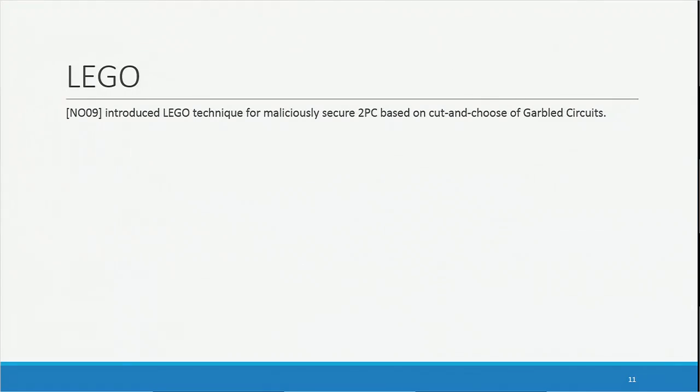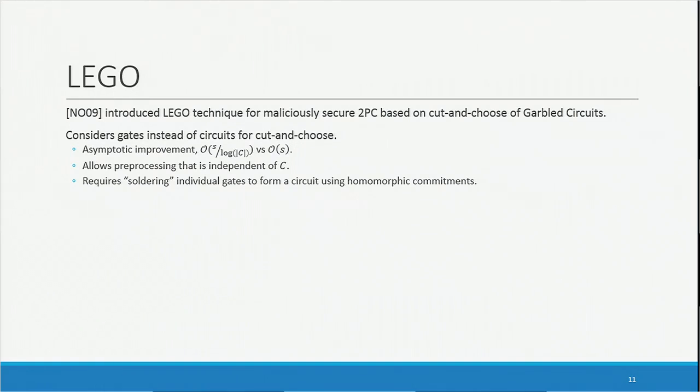And well, there is also a third way, and that is the Lego technique. This was introduced by Nielsen and Orlandi in 2009. Instead of doing this cut and choose at the circuit level, they considered doing cut and choose at the gate level. So this is where this asymptotic improvement comes from, where you now get a speed up of a log factor in the size of the circuit.